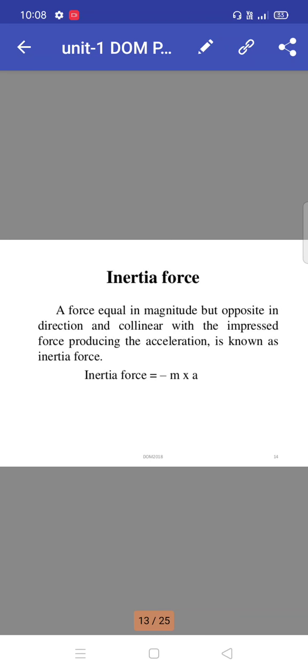So inertia force. The force equal in magnitude but opposite in direction and collinear with the impressed force producing the acceleration is known as inertia force. So what are the forces we are applying? That force is equal to the mass of the component with the acceleration, based on Newton's second law of motion: force is directly proportional to acceleration.